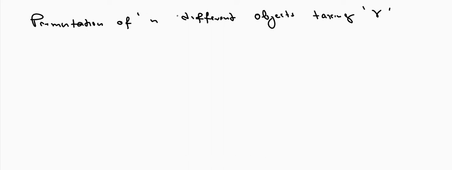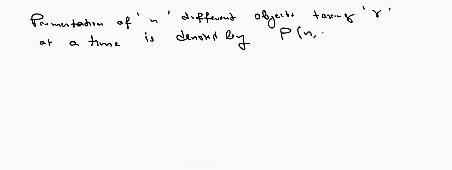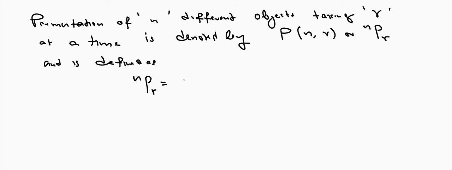Permutation of n different objects, that is, arrangement of n different objects taking r at a time, is denoted by capital P in brackets (n, r), or you can write nPr, and it is defined as nPr equals n factorial divided by (n minus r) factorial, where r is always less than or equal to n. Okay.